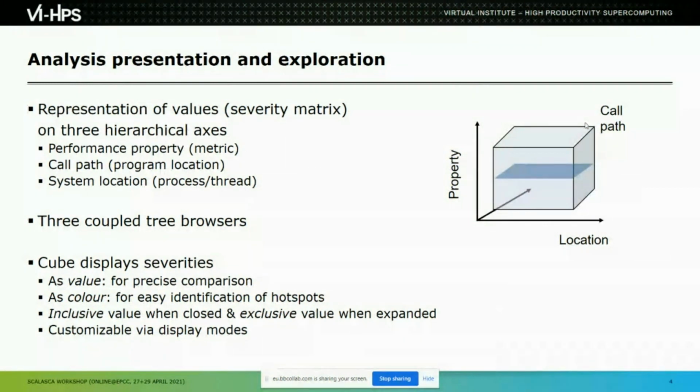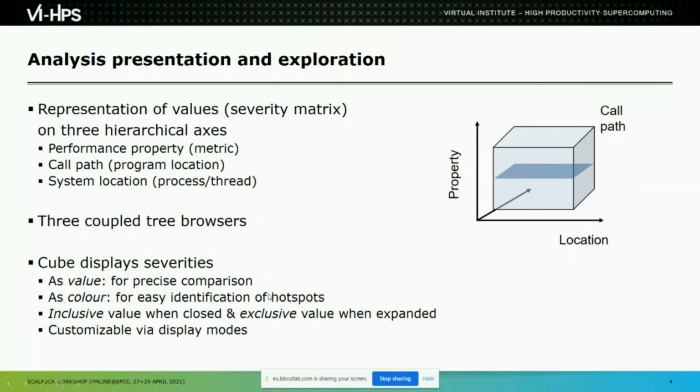We can rearrange the order where appropriate, but there's basically a set of browsers where, when you select something in one, it has an impact on what is seen in the others. Cube presents the numeric values of the metrics for the different call paths and the locations. It shows them also in a color coding, which helps ease the identification of hotspots or extreme values, or perhaps just to identify where everything is balanced, in which case all the colors will be the same.